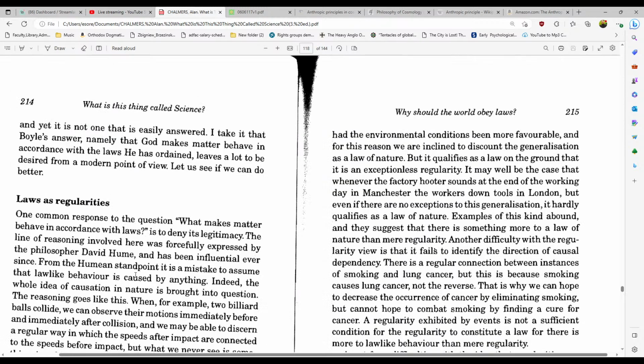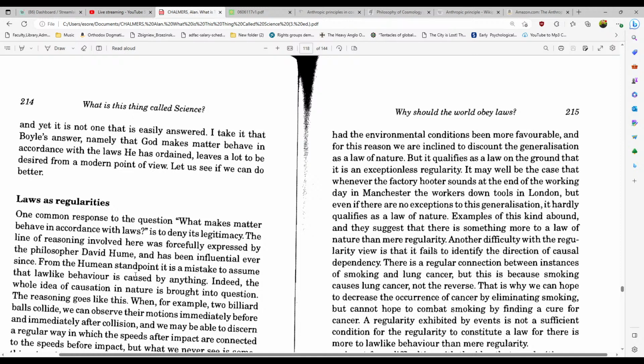Had the environmental conditions been more favorable. And for this reason, we're inclined to discount the generalization as a law of nature. But it qualifies as a law on the ground that it is an exceptionless regularity. It may well be the case that whenever the factory hooter sounds at the end of the working day in Manchester, the workers down tools in London.